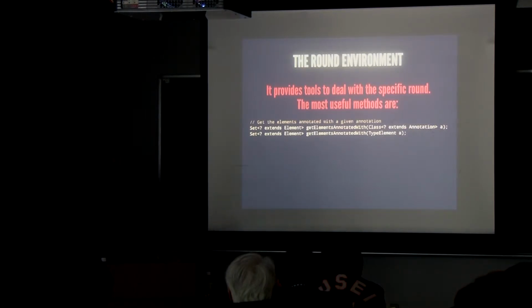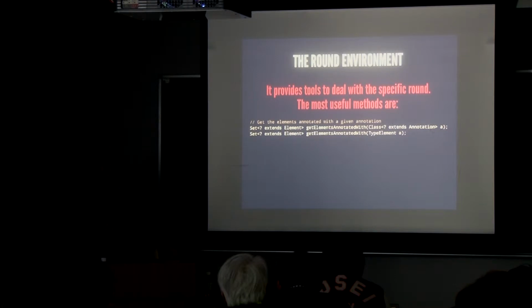The round environment, on the other hand, provides all kinds of information related to the specific round. So you can ask the round environment what classes or what elements are annotated with this specific annotation in this round. And you see, you can either provide a class or you can provide a type element. So it's pretty flexible from that point of view.